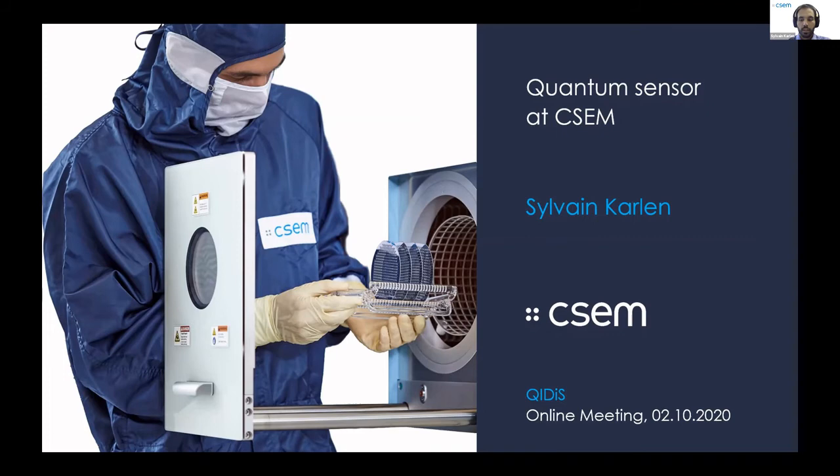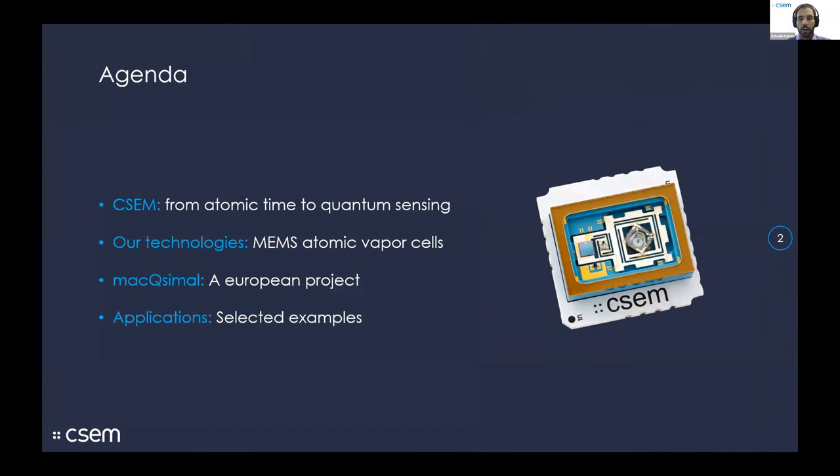So here is the outline of my talk. I will not introduce CSEM, as I guess Jacques will or has already taken care of that. But I will start by introducing the origin of our work on quantum sensors by speaking about the history of time measurement in Neuchâtel.